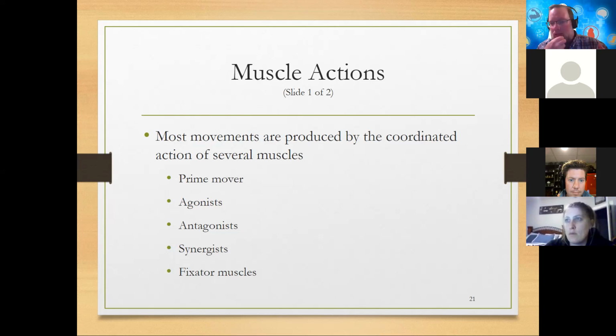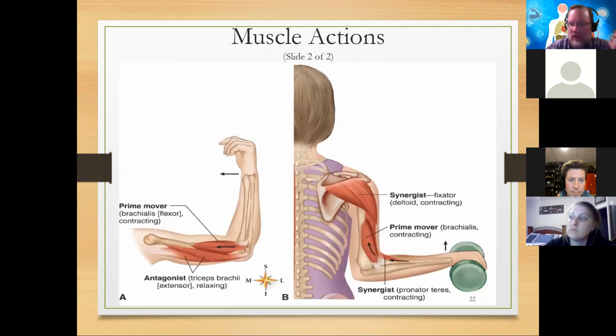A synergist can also assist with the insertion area. So a synergist sometimes is also kind of the secondary mover. So if I have a prime mover for a certain joint action, maybe I need a little extra help to get that movement to occur. So then I have a secondary mover or a synergist that will kind of assist and contract as well.